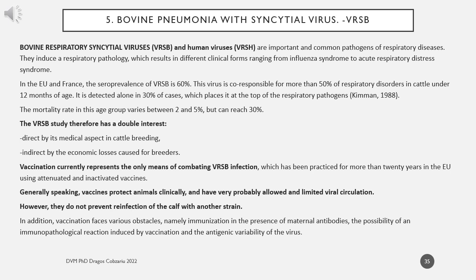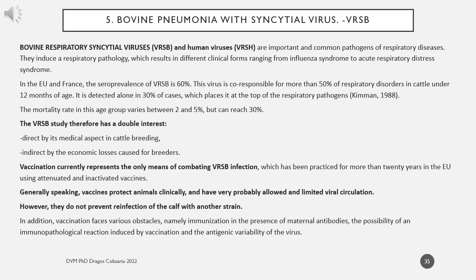It is detected alone in 30% of cases, which places it at the top of the respiratory pathogens, Kimmon, 1988. The mortality rate in this age group varies between 2 and 5%, but can reach 30%. The VRSB study therefore has a double interest. Direct by its medical aspect in cattle breeding. Indirect by the economic losses caused for breeders.